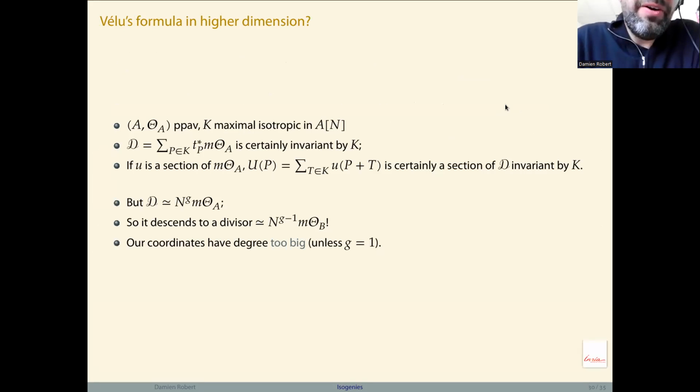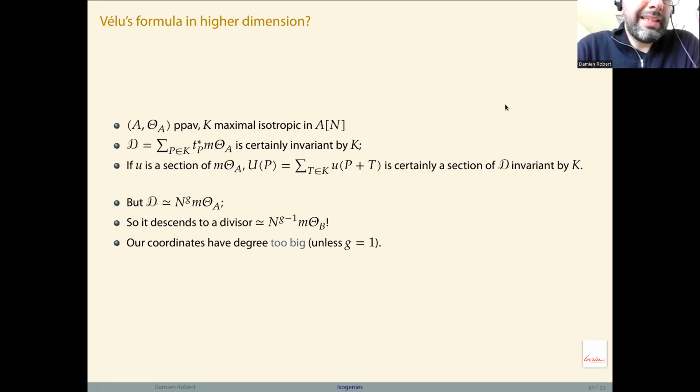Okay, so now what we want to do is to try to do various formulas in higher dimensions. This time I have an abelian variety with a principal polarization theta_A. I have a kernel which is maximally isotropic, so I do the same thing. I take D, the translate of theta_A under the points of my kernel. This is certainly a divisor invariant by K, which will descend. If I have a section small u, then big U, which is the trace, is certainly invariant by K. So it's a section of big D invariant by K, and so it certainly descends to a function on B equal A over K.